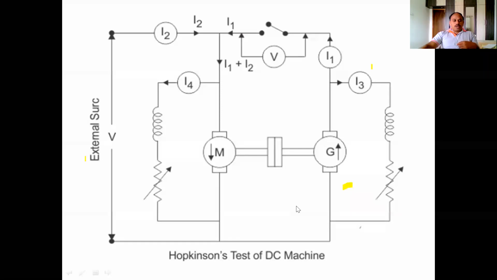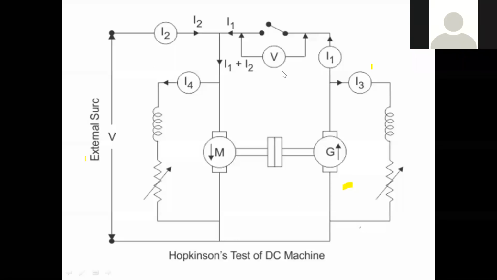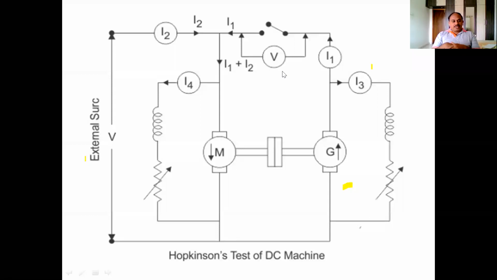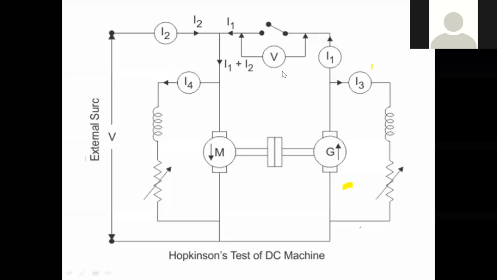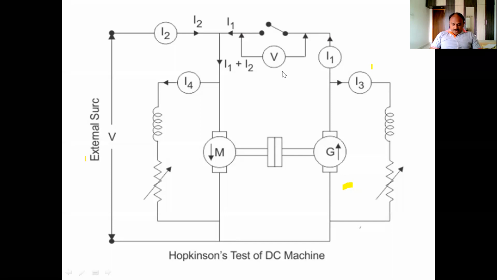So what is the advantage of this Hopkinson test? What are the other names for the Hopkinson test? Back-to-back test or regenerative test? Or heat run test. It is also called the heat run test.